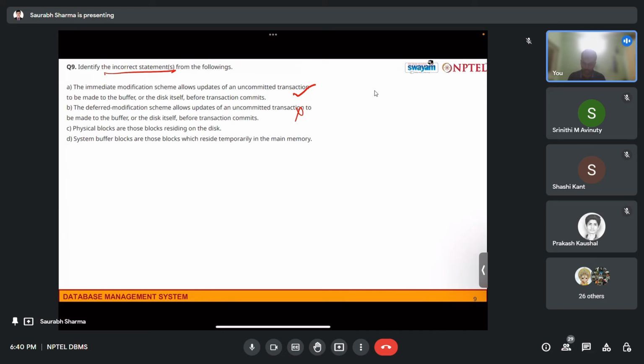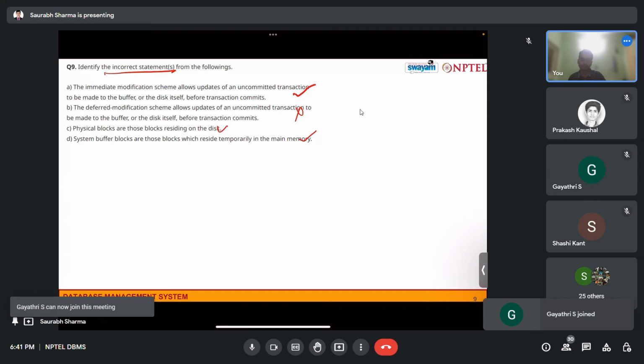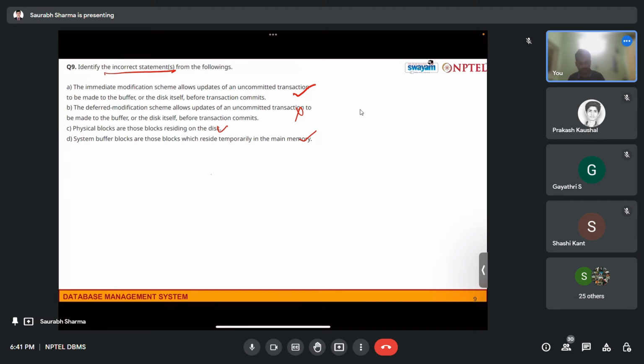Then physical blocks are those blocks residing on the disk. Is it incorrect? No, it is correct. Then system buffer blocks are those blocks that reside temporarily in the main memory. Okay, so what we got? The answer is B. B is the incorrect statement.